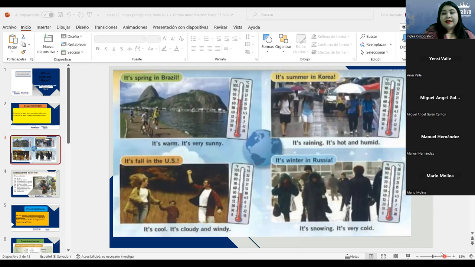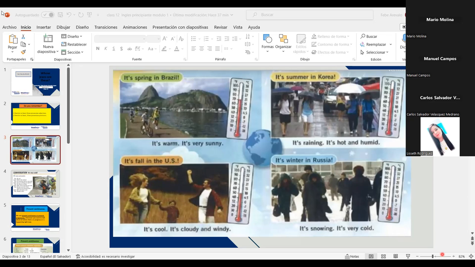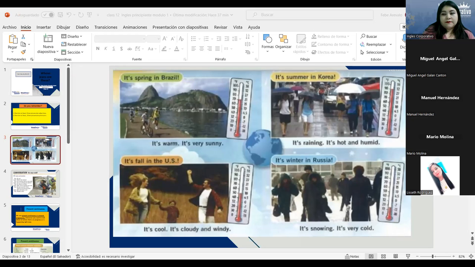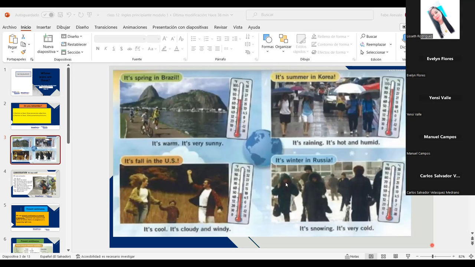And after Lisette, Manuel Campos. Action, Lisette. It's spring in Brazil. It's warm, it's very sunny. It's summer in Korea. It's rainy, it's hot and humid. It's fall in the US. It's cool, it's cloudy and windy. It's winter in Russia. It's snowing, it's very cool. Very cold. Excellent, thank you so much, Lisette. Thank you so much for your effort. Let's go with Manuel Campos, action.